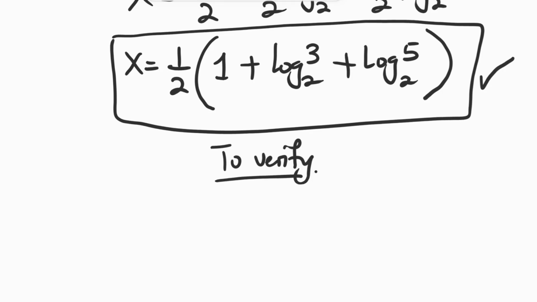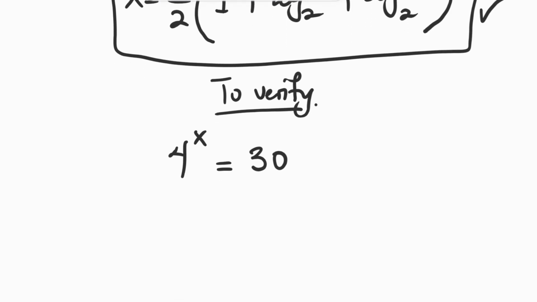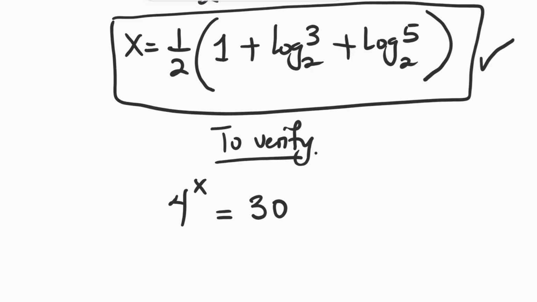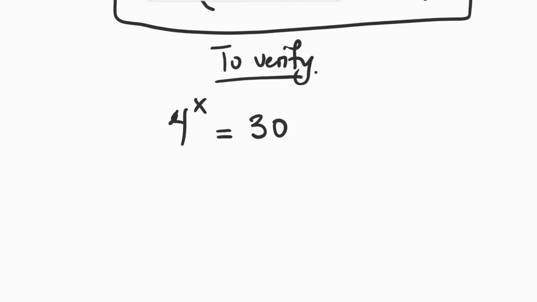To do that, we're going to apply this value of x into our equation wherever we find x, of course on the left hand side. And when we simplify the left hand side, we want to see if it is going to be equal to the number that we have on the right hand side, because the question says 4 to the x is equal to 30. So whatever answer we get after the simplification should be equal to 30. So let us try that.